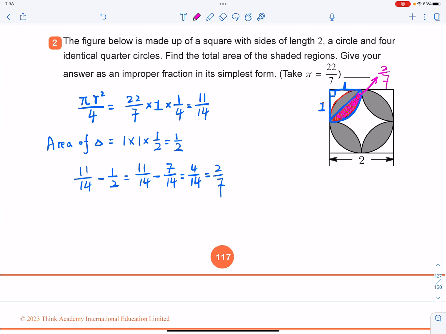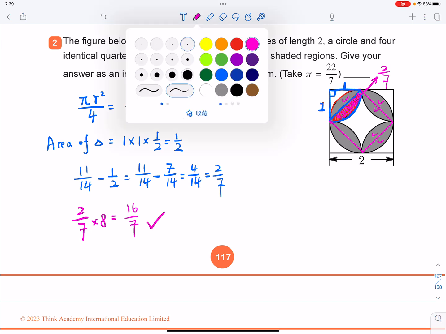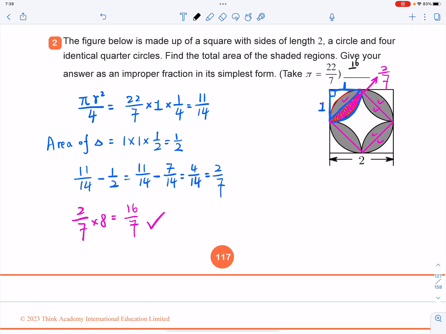And as for all the shaded part, how many of those do we have? Let's see, 1, 2. You can cut that in half as well. So 3, 4, 5, 6, 7, 8. Okay, so you have 8 of that. And you just use 8 times 2 over 7. You will get the answer. Let's see what's the answer. The answer then equals 2 over 7 times 8, which is 16 over 7. And that's the answer to the question. Okay, just write down here, 16 over 7.